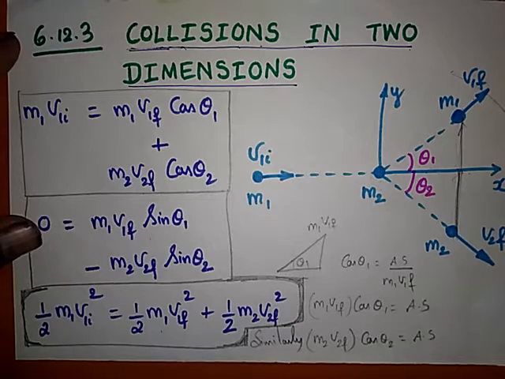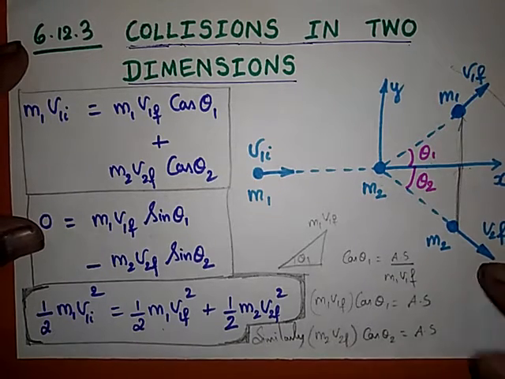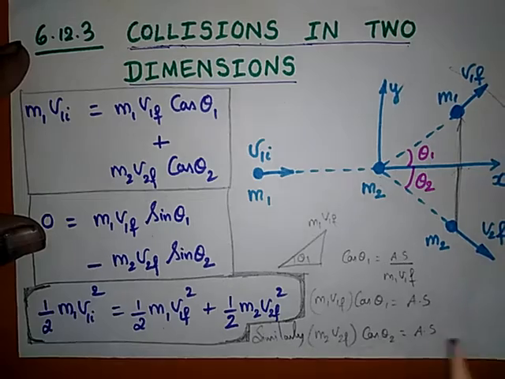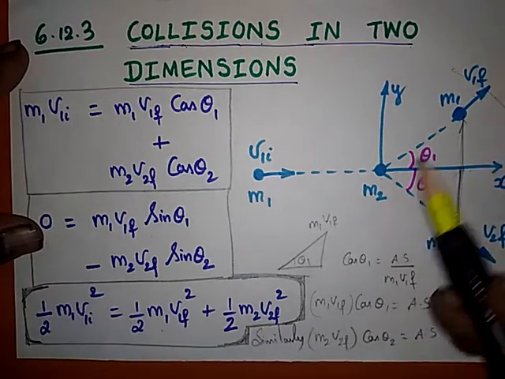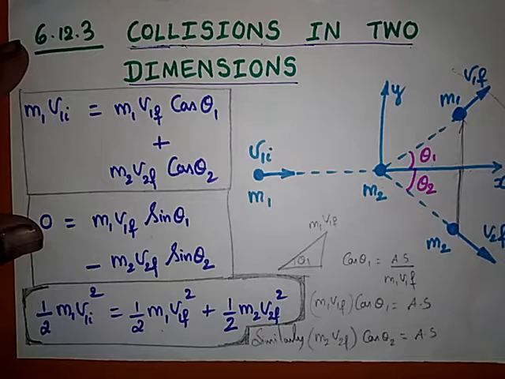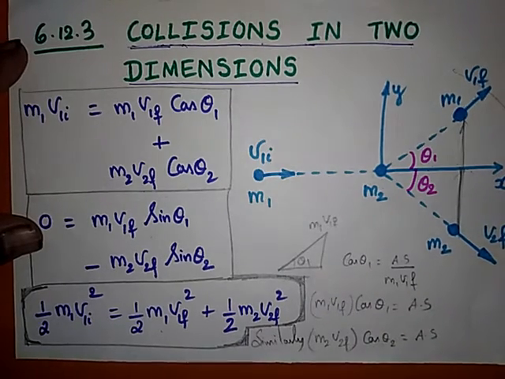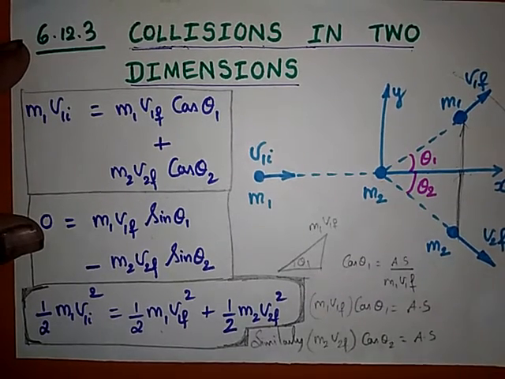the final velocity of object 2. As I said earlier, we have considered only two dimensions, but the collision and our resultant can be in three dimensions. Everything can happen in three dimensions also. Then we have to resolve the components into x, y, z.